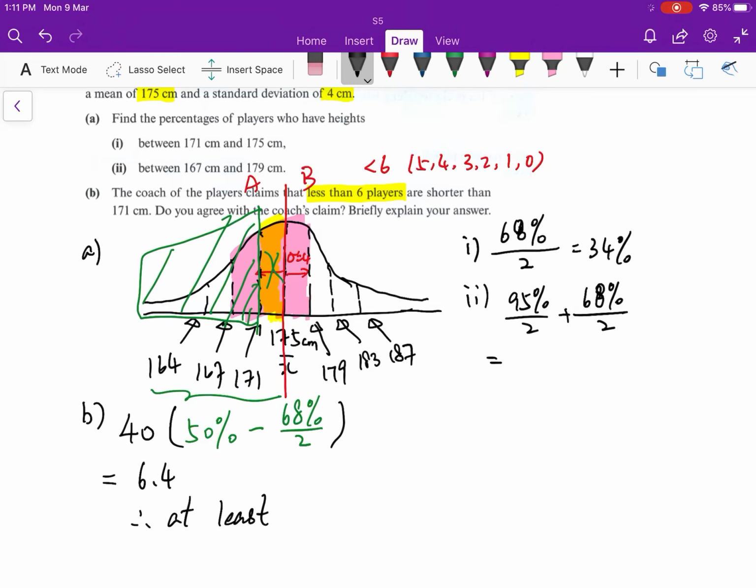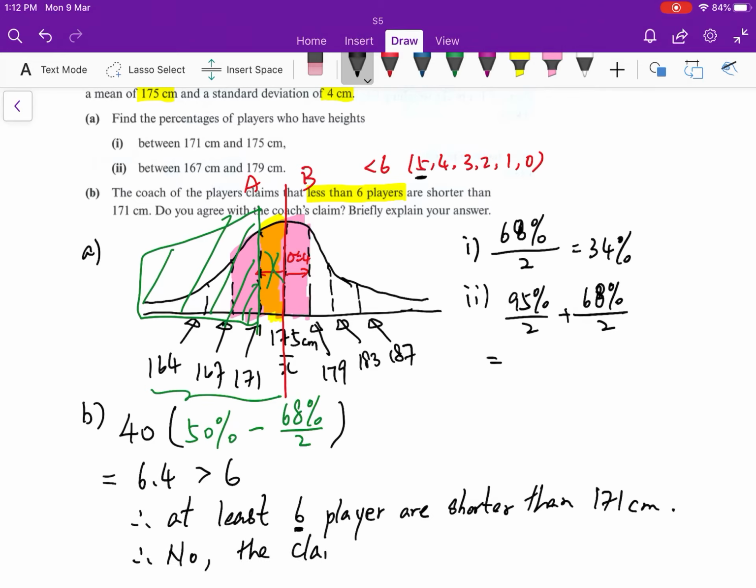So what does it mean? It means at least, so of course we can't say it's 6.4 players, right? But at least it's greater than 6, right? So at least 6 players are shorter than 171 cm. So do you think that the claim is correct? Of course not, because the claim is only suitable when you have 5, 4, 3, but now you have 6, right? So you just answer that no, okay, the claim is wrong.